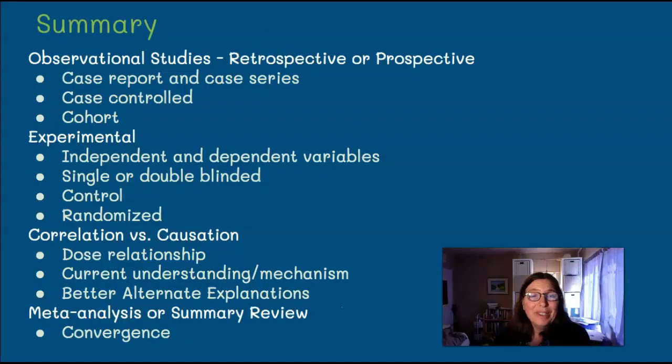So we've reached the end of the video. I hope you've learned a little bit or reviewed what's retrospective versus prospective, what's experimental versus observational, how to tease out whether there was a cause or just simply a correlation, and what a meta-analysis is.